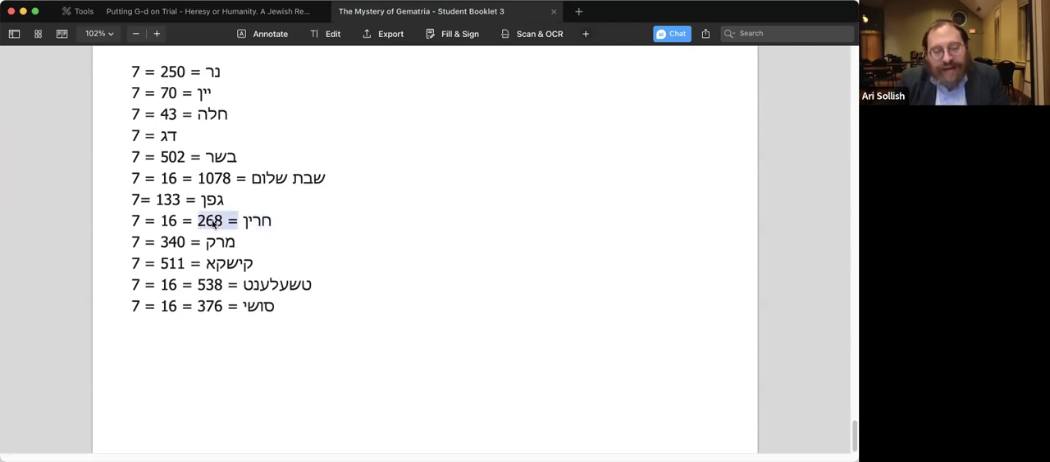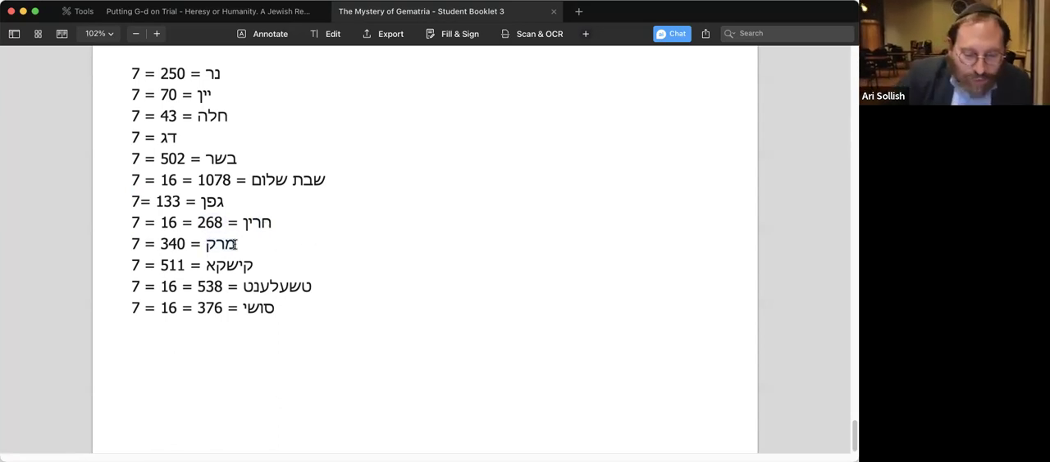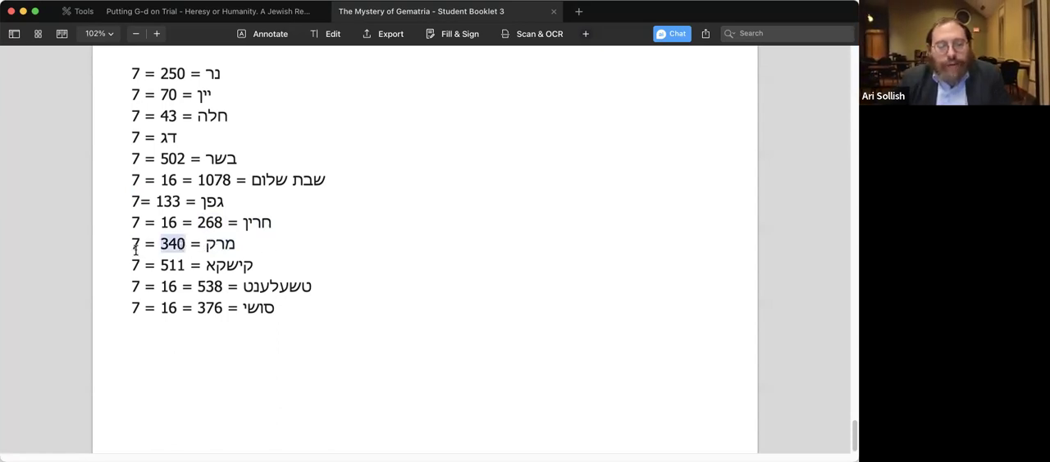So chrein: Ches is 8, Reish is 200, Yod is 10, and Nun is 50. That equals 268. 2 plus 6 is 8, plus 8 is 16, 1 plus 6 is 7. Mispar Katan, Mispari. Marak is soup. Mem is 40, plus Reish 200, plus Kuf is 100, 340. 3 plus 4 plus 0 is 7.